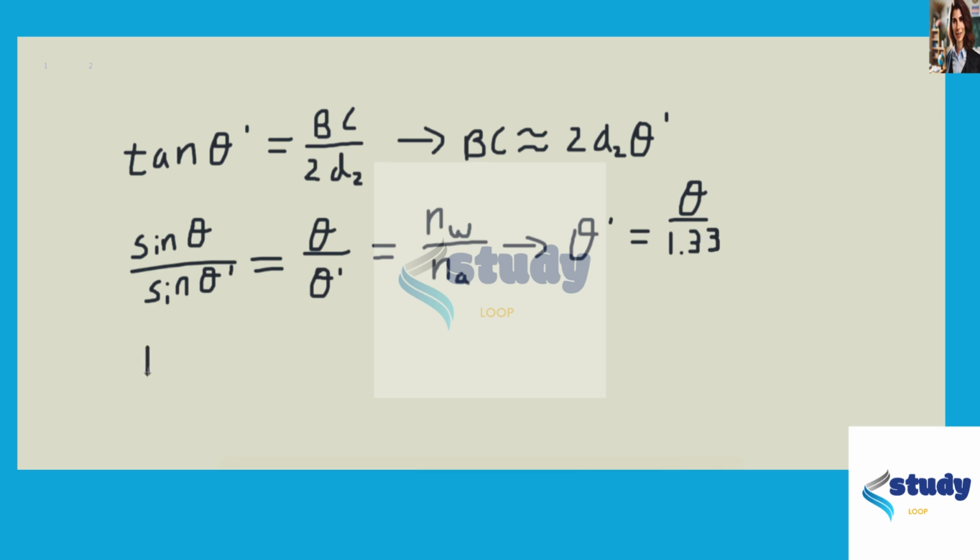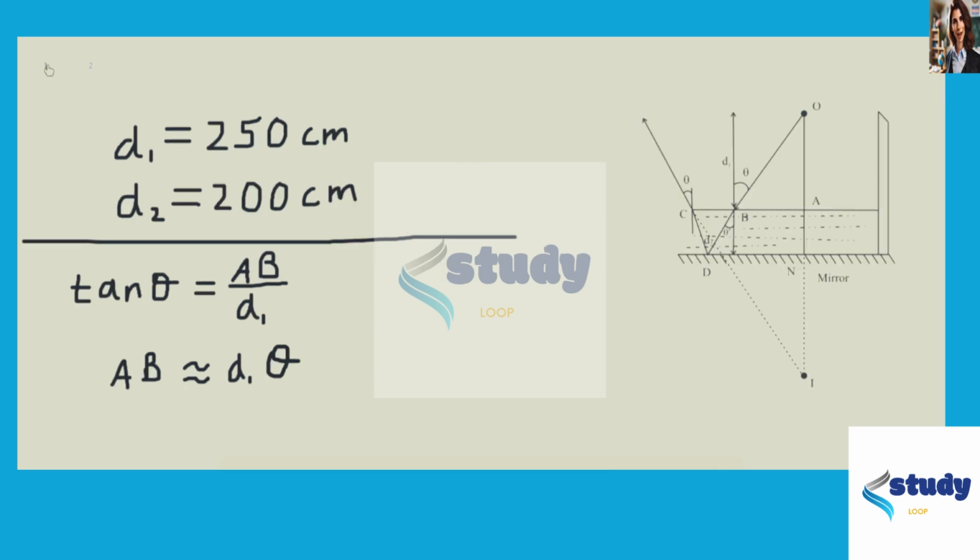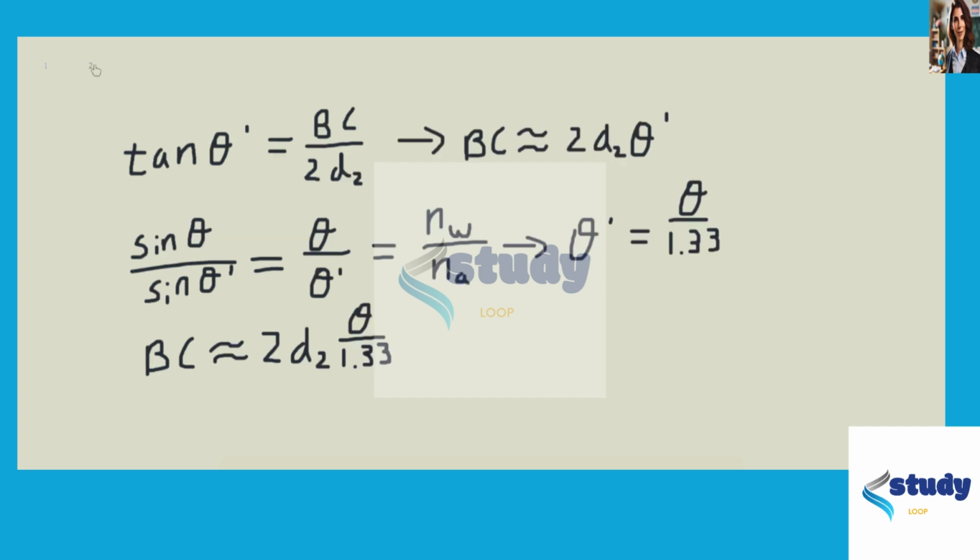So therefore, we can go back to B sub C, or excuse me, the distance between B and C, and we see that BC is approximately equal to 2 times D2. And then we're going to replace theta prime with theta divided by 1.33. So now we're going to use the triangle in the diagram that's equivalent with ACI. So ACI over there in that diagram. And we see that from that, we have, let's start a new page here.